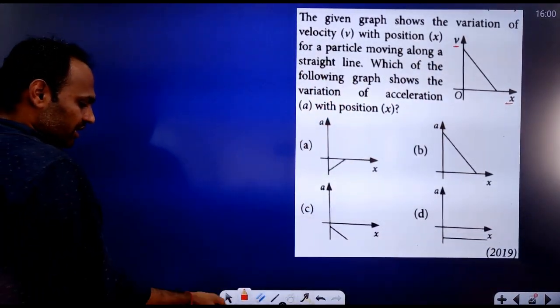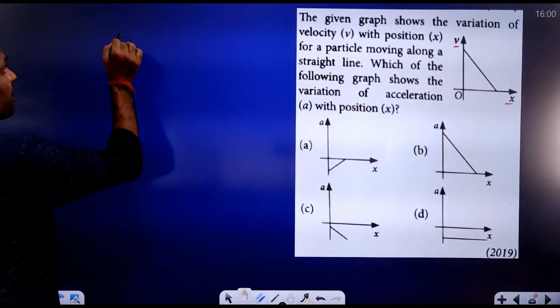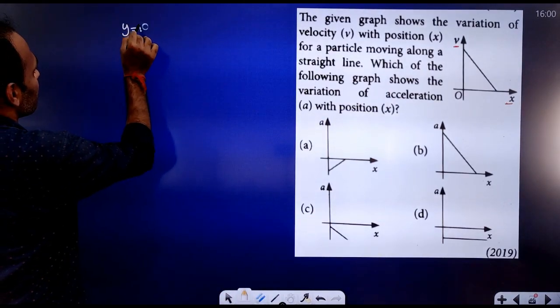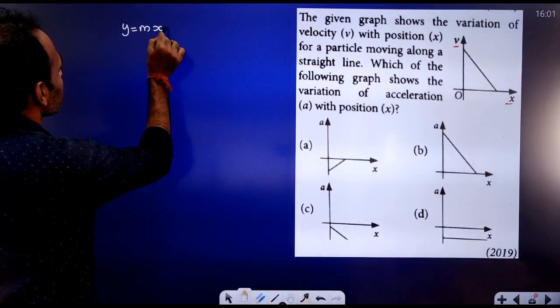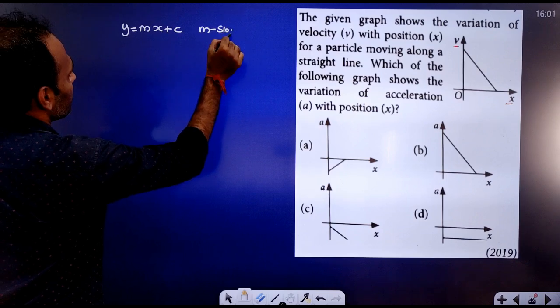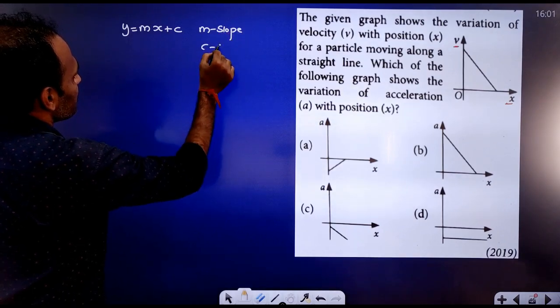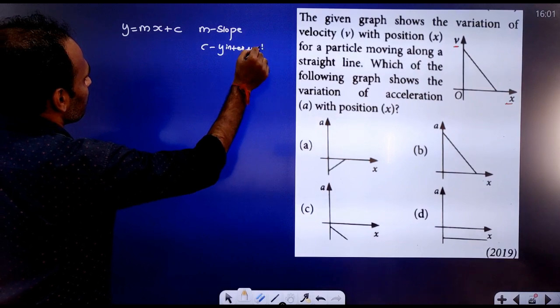Since it is a Vx graph, it is a straight line. So what is the equation of a straight line? The equation of a straight line is y is equal to mx plus c. What is m? m means it is slope. What is c? c means it is y intercept. You know this mathematically very clearly.